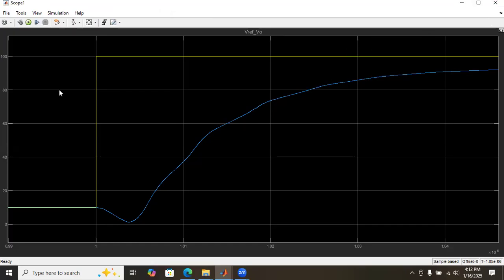This is to check whether the variable gain amplifier can amplify more like that. I am providing a higher value to test the limits. 100 volt as the reference I have provided, but it is slightly reduced. 90 volt we are getting.